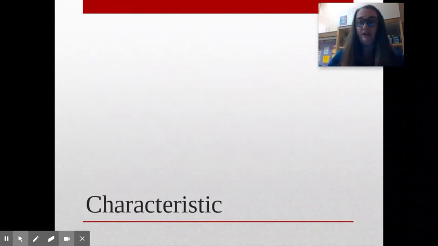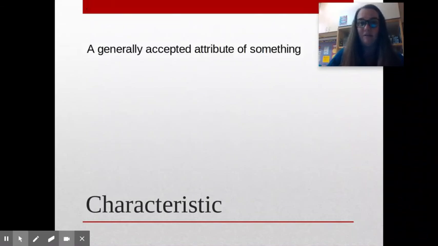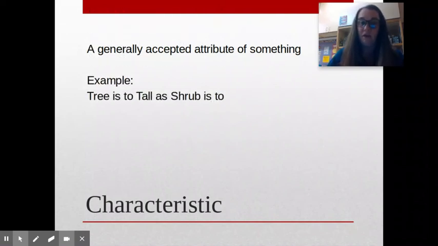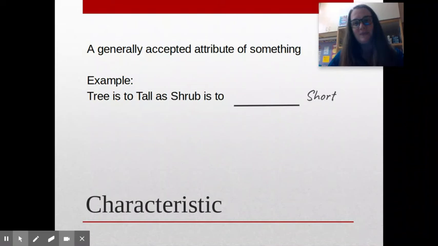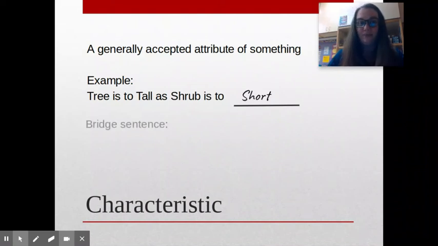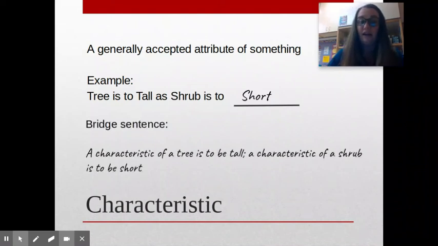Here's another sort of relationship, a characteristic. So in this case, when I say characteristic, I mean a generally accepted attribute of something. So for example, a characteristic, a tree is tall. We can generally accept that trees are tall, okay? A tree is to tall as a shrub is to, what should go there? Short would be a good example. So a bridge sentence here would be a characteristic of a tree is to be tall. A characteristic of a shrub is to be short.